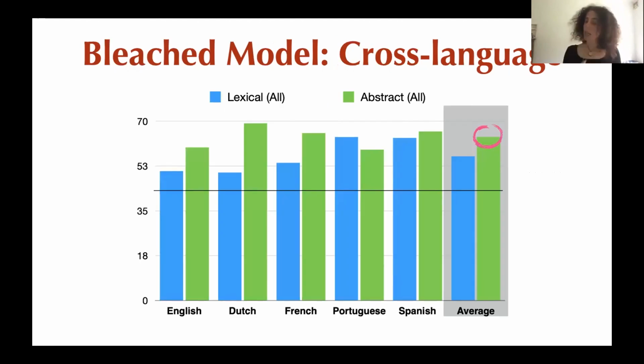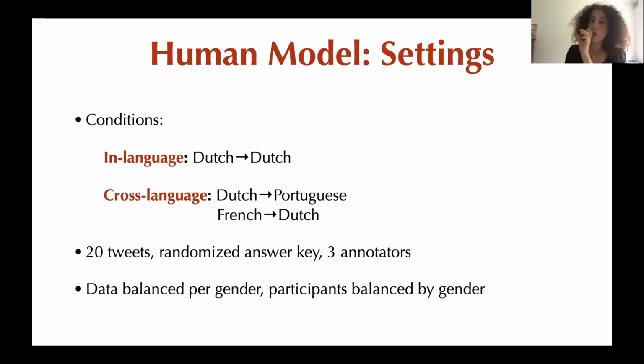Now, if we do it cross-language, we see the reverse. So the lexical model performs worse than the bleached model, because the bleached model is able to capture some signal at the general profiling level. We're not talking about idiolect here, we're really talking about profiling, but it's able to capture some signal even across languages.